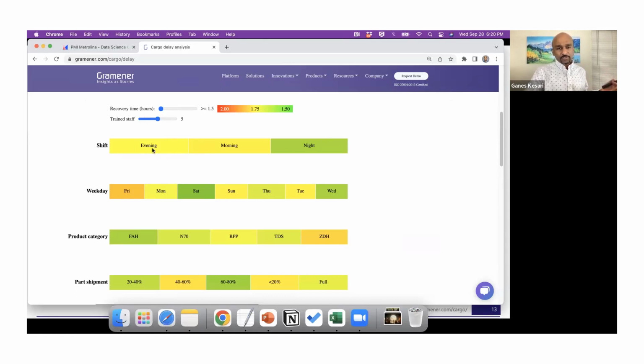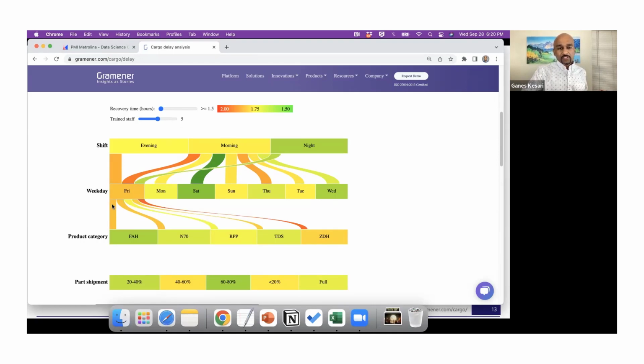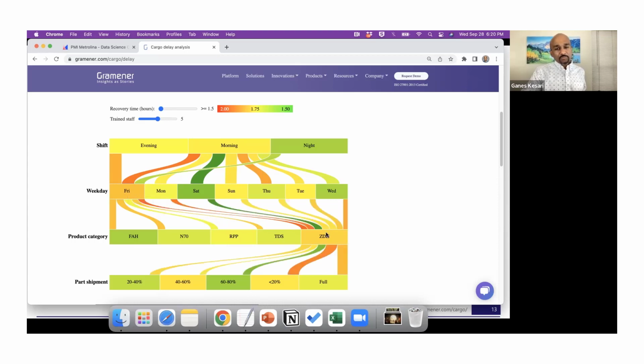So is it the shift? Are morning shifts or evening shifts taking more time? You can see that the color coding, green means it is doing well, closer to red, it's not doing well. You can see that morning shifts are not doing well, particularly Friday mornings. And anything which is ZDH on a Friday morning, ZDH is fragile category. Any fragile item shipped on a Friday is taking time. And any fragile item which is part shipped, less than 20%, takes the most time to handle.